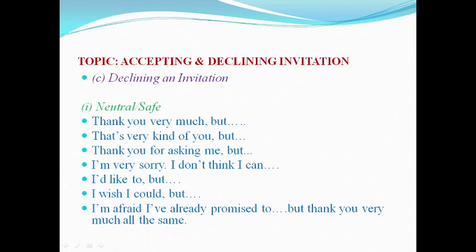If we decline invitations, we should be very, very tactful so that the person who is inviting you does not get hurt by your words. So we should use very delicate words, very polite words. The very first way of declining an invitation is the neutral way. In a neutral manner, we can decline invitations.